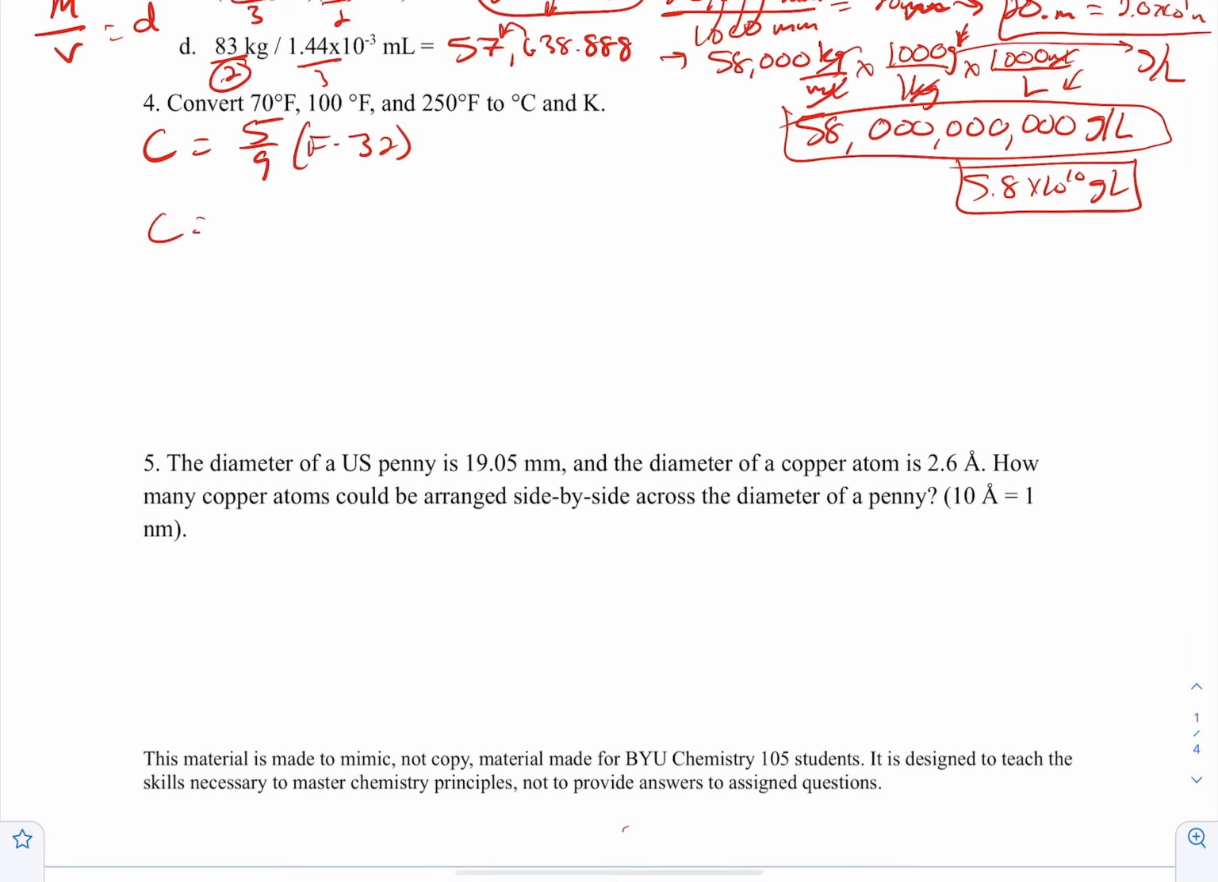Okay, so we got Celsius. Let's do the first one here, 70 degrees, so 5 over 9. This would be 70 minus 32, which is 38. So it would be 5 times 38 over 9. This ends up being 21.1 degrees Celsius.